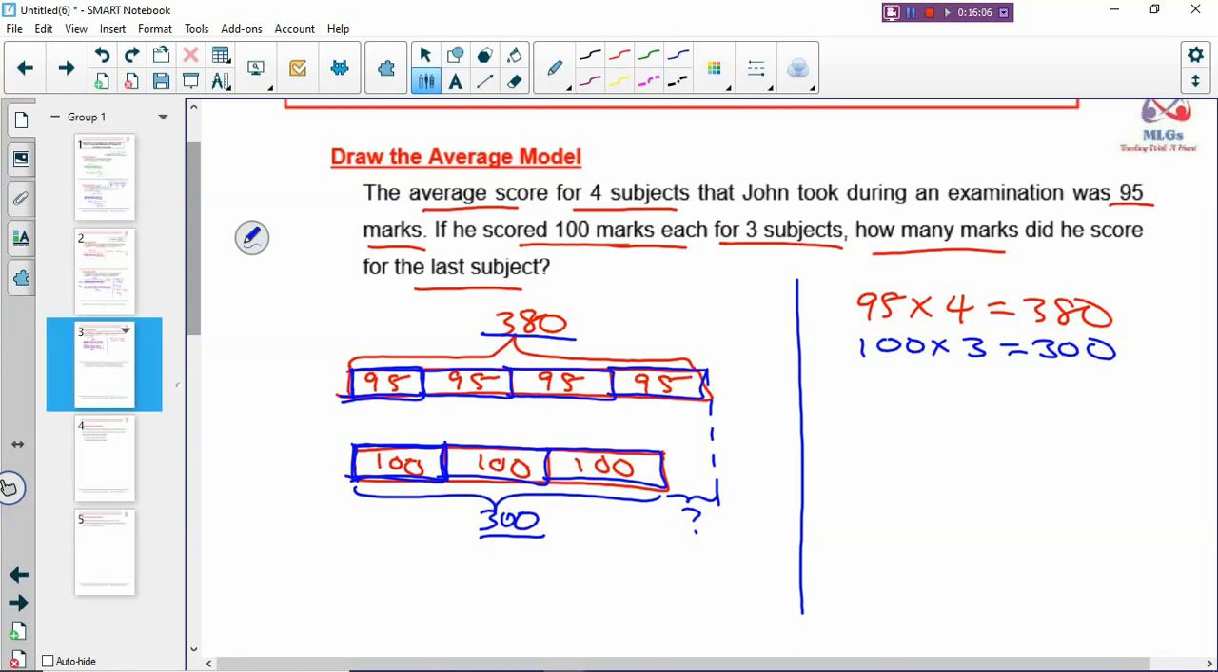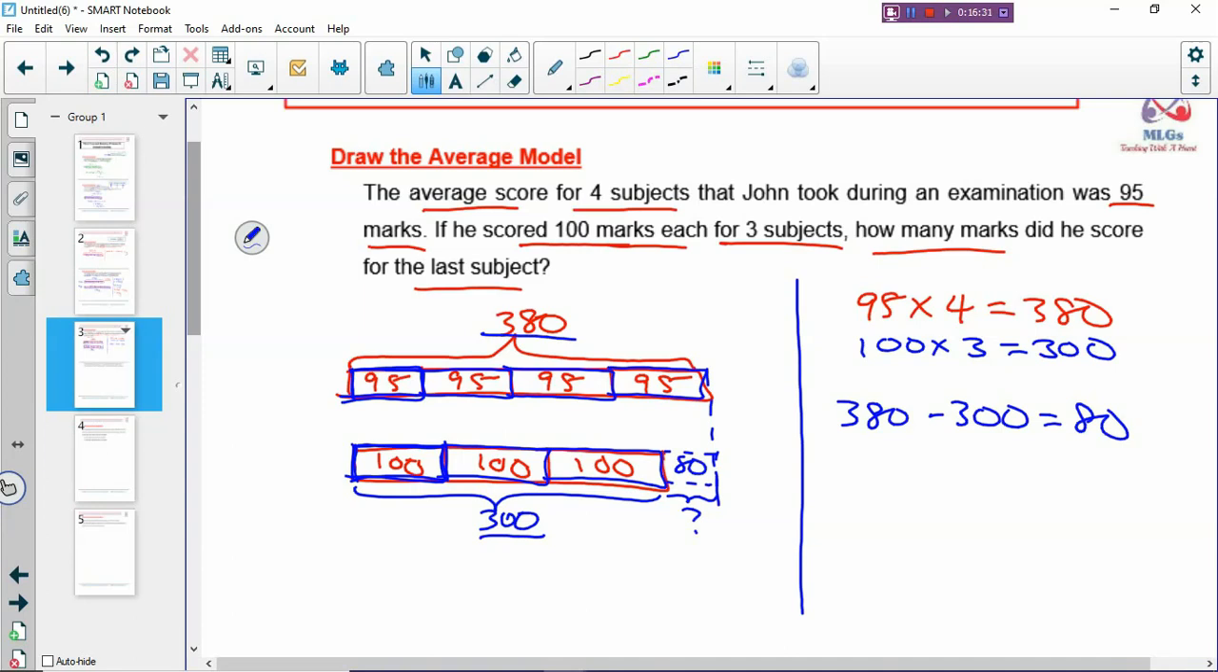Then where is the fourth subject? The fourth subject must be somewhere here, right? Which is the dotted box. So how many marks is that? So 380 minus 300. So the last subject must be 80 marks. Okay, the last subject. So how many marks did he score for the last subject? Which is 80 marks. Okay, and that's how you solve.